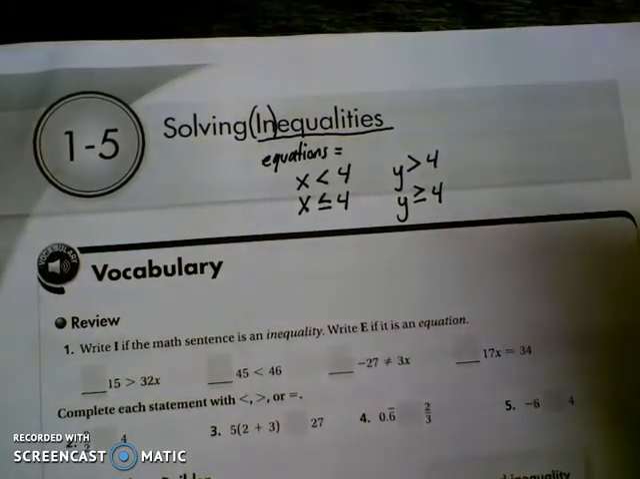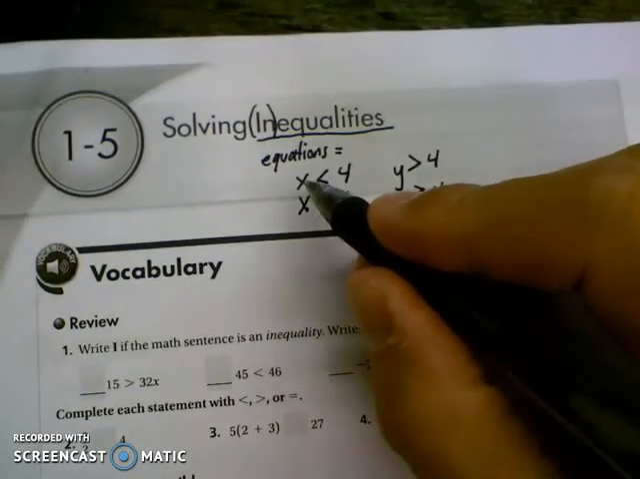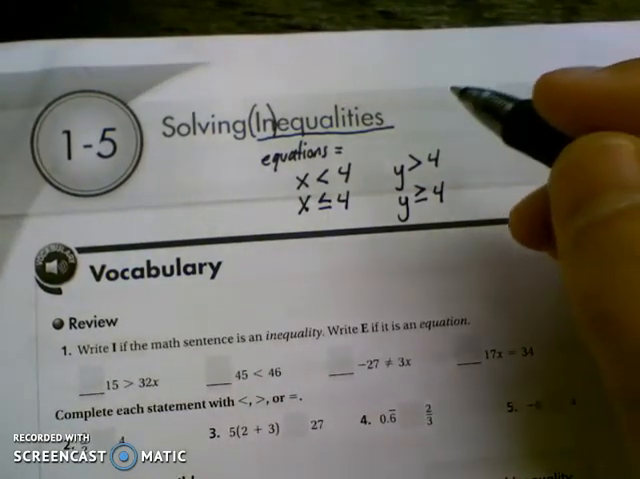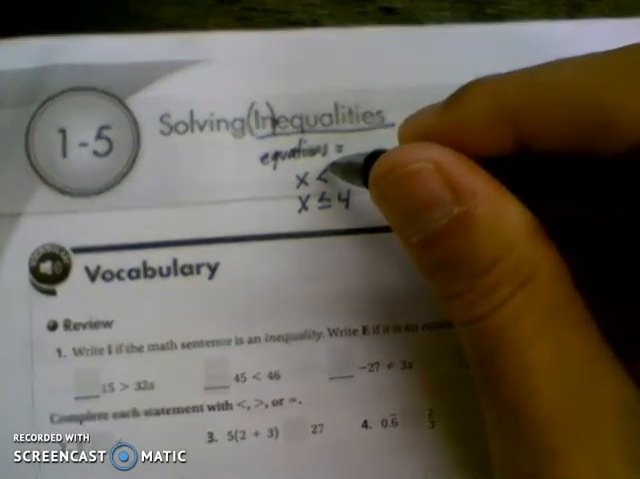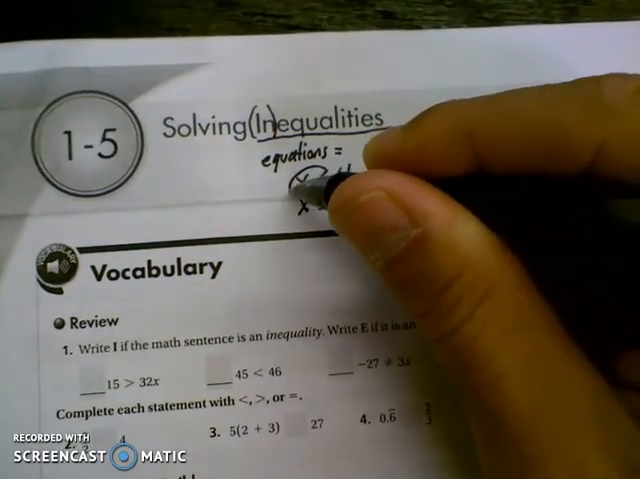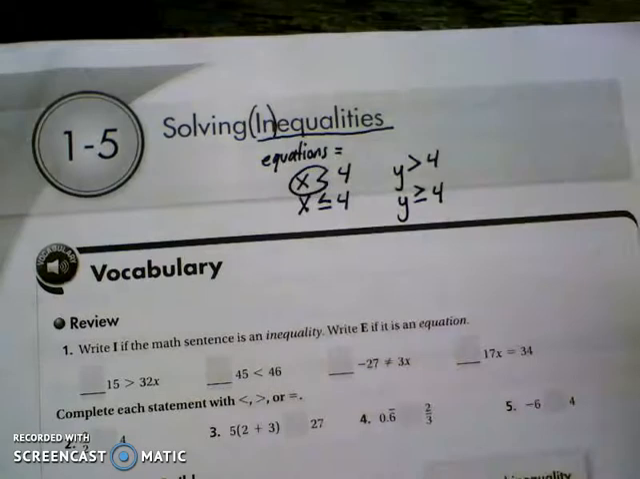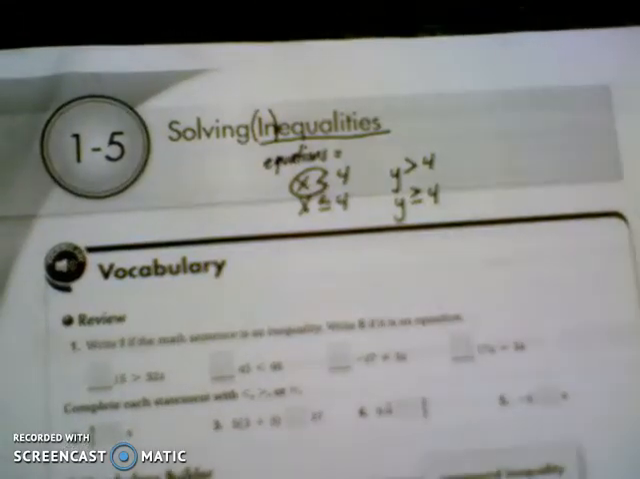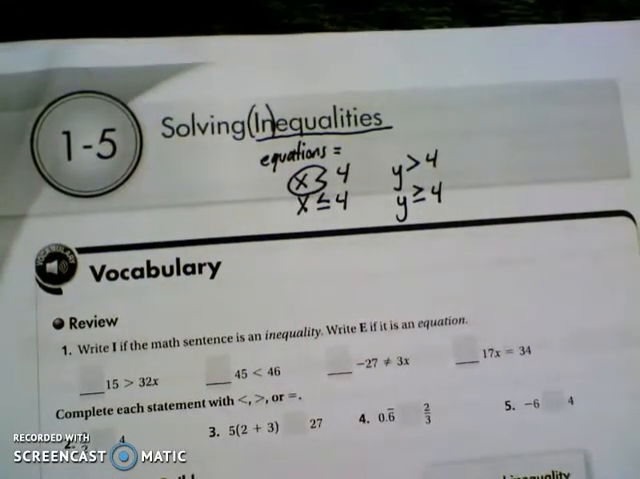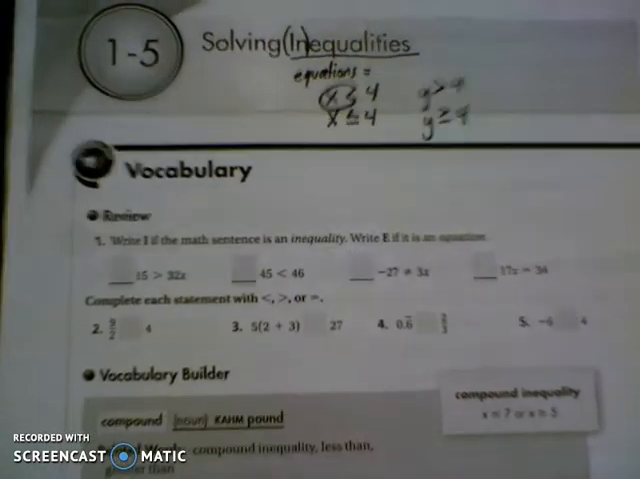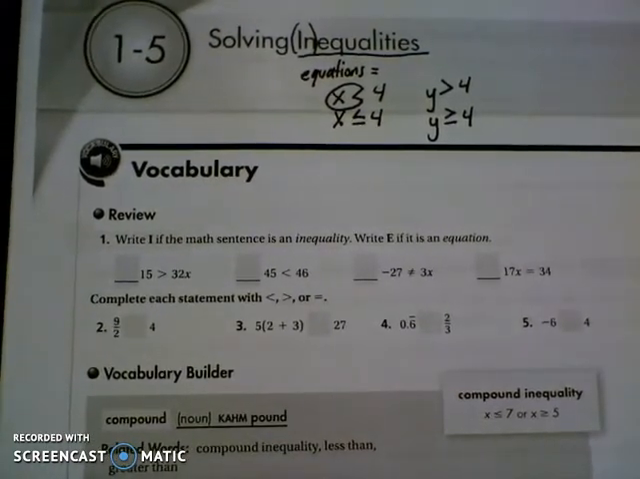I always remember this because the little arrow points to the smaller number. And sometimes people remember this from an alligator or a Pac-Man. Pac-Man eats the bigger number. So that was something you learned probably in 2nd and 3rd grade. But we're going to talk about solving them now. So let's talk about this.